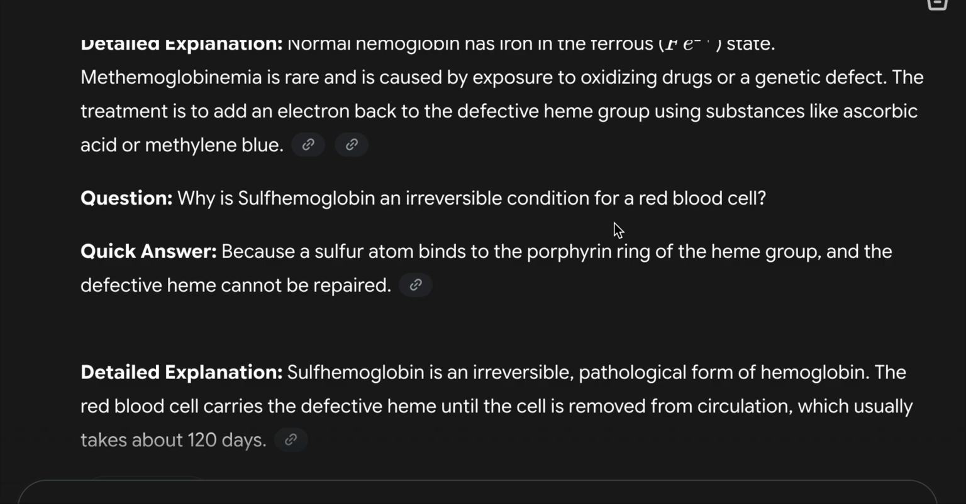It's because a sulfur atom binds to the porphyrin ring of the heme group and the defective heme cannot be repaired. So essentially, you just need to wait until the red blood cell dies and gets recycled out. And you can get a transfusion of pure red blood cells, new ones, to dilute the inactive, ineffective ones whenever you have sulfhemoglobin. And that is exposure to sulfur.